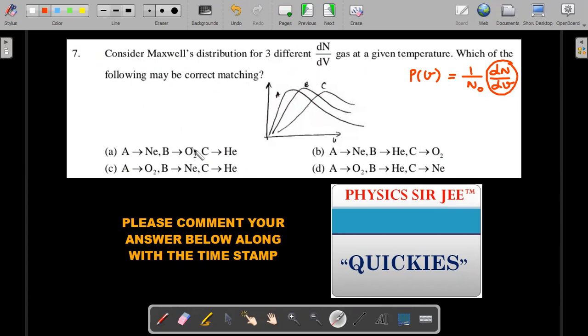Okay, right. So A, B, C are 3 gases. You are supposed to discuss which gas gives you which proper matching. Comment your answer along with the timestamp. I'll try to correct you if you are wrong, so that you need not wait till I provide the solution in the PHYSICSSIRJEE quickies series. You can check out the PHYSICSSIRJEE quickies also in the description below.